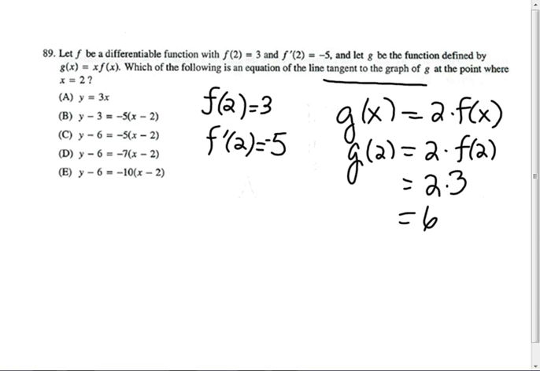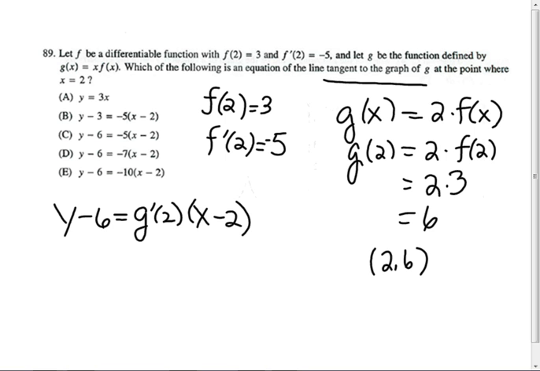Okay, so now I have the ordered pair (2, 6), and I want the equation of the line. Yeah, you should be ahead of me. So I know it's got to be y minus 6 equals g prime of 2 times x minus 2. So it's going to be c, d, or e. So I'm going to have to find the slope.